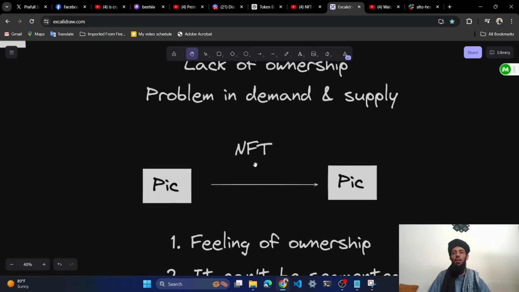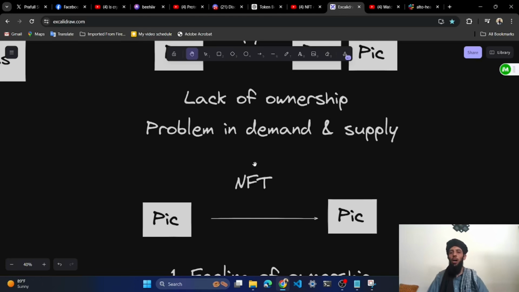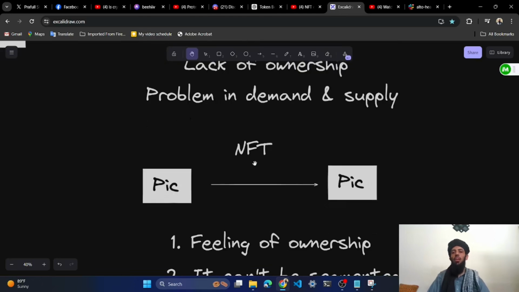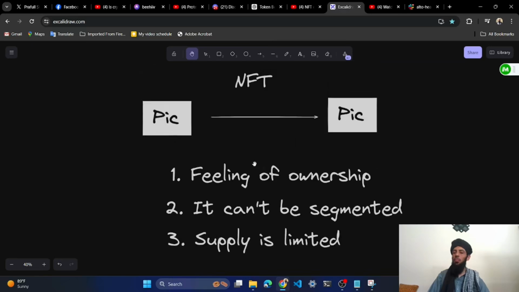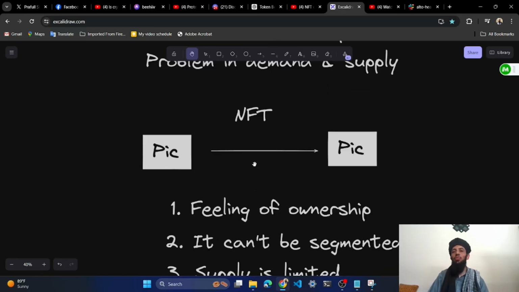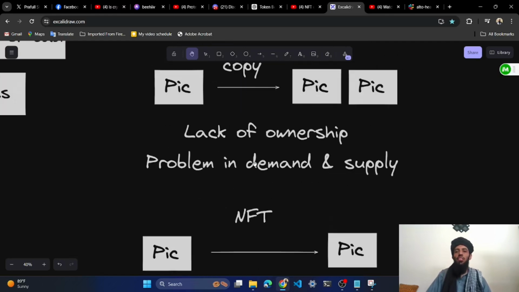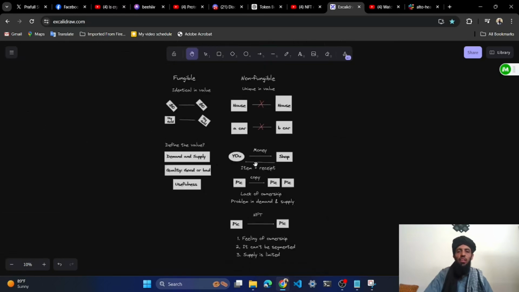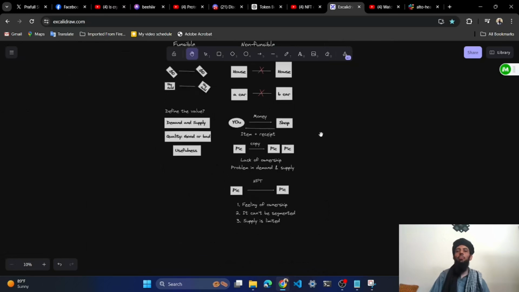So yeah, this is the NFT, that it is giving you the ownership of your artwork, so that it cannot be copied, or it cannot be segmented into multiple copies, and it will give you the feeling of ownership, and supply will be limited, so that you can control the price of it. Let's say if you have multiple copies of it, and somebody else comes in and he also creates multiple copies of it, then obviously the supply will be more and the demand will be less, and the prices will go down. So this is all about the NFT. So I hope you understood what is NFT and what is fungible token and non-fungible token. This is a short overview of it, but in the upcoming videos I will go deep into this NFTs thing.